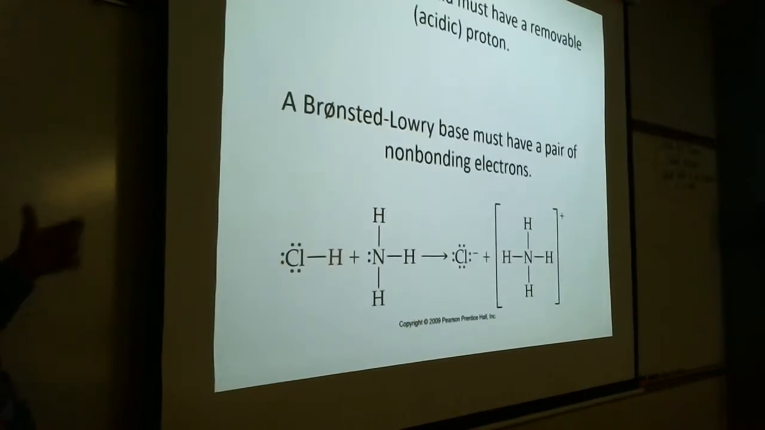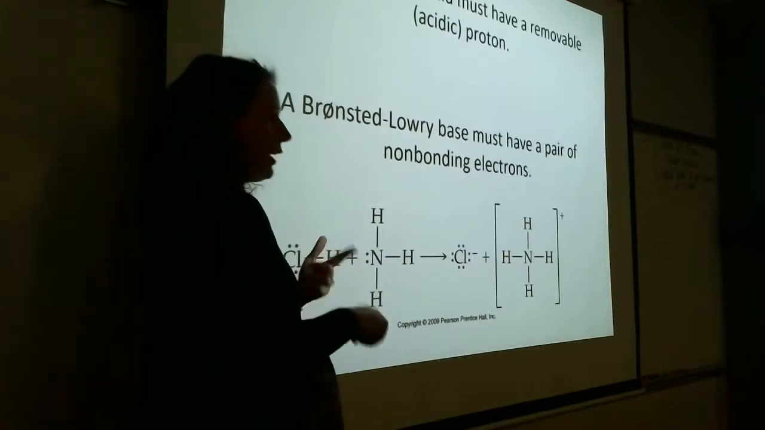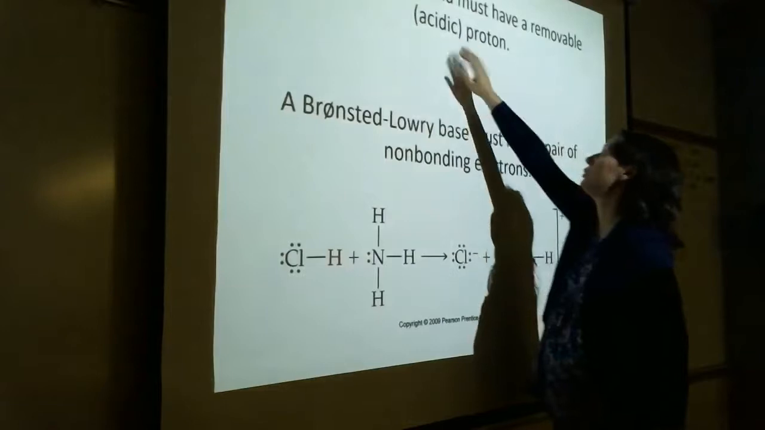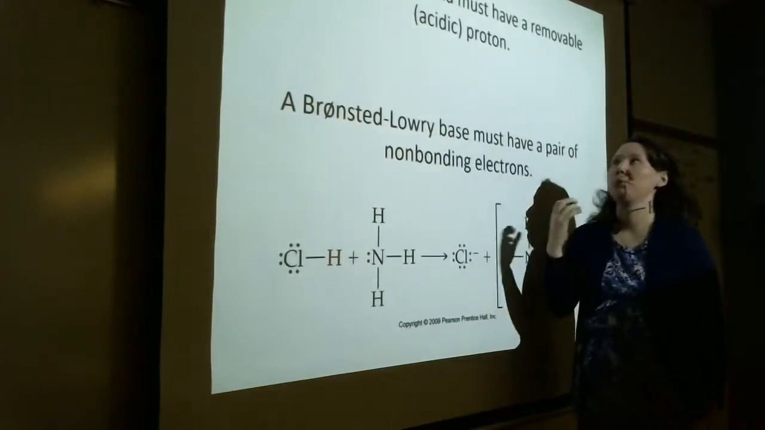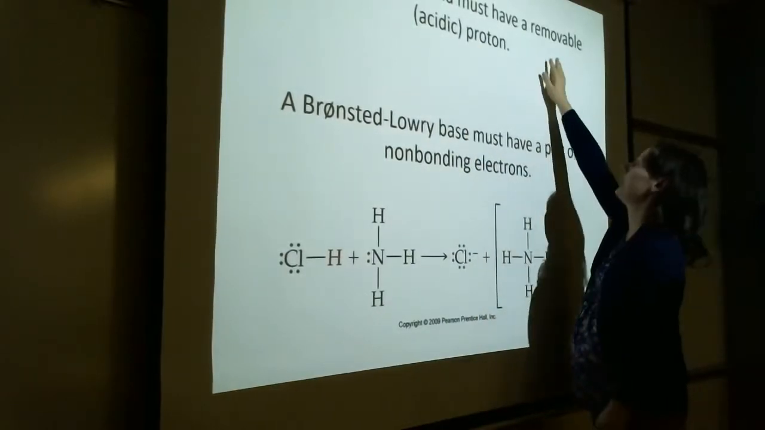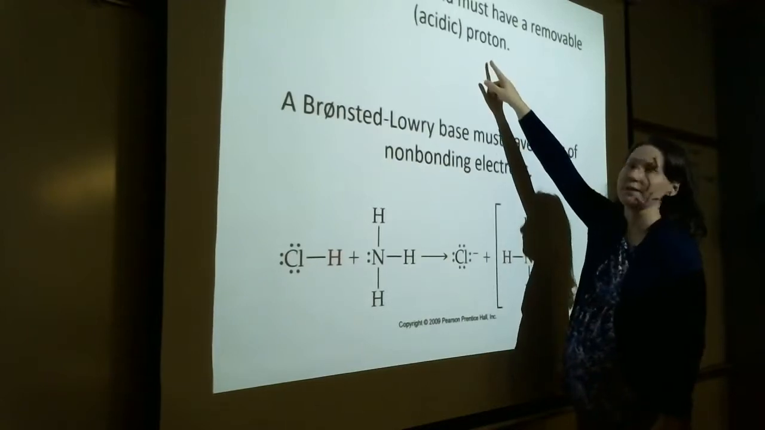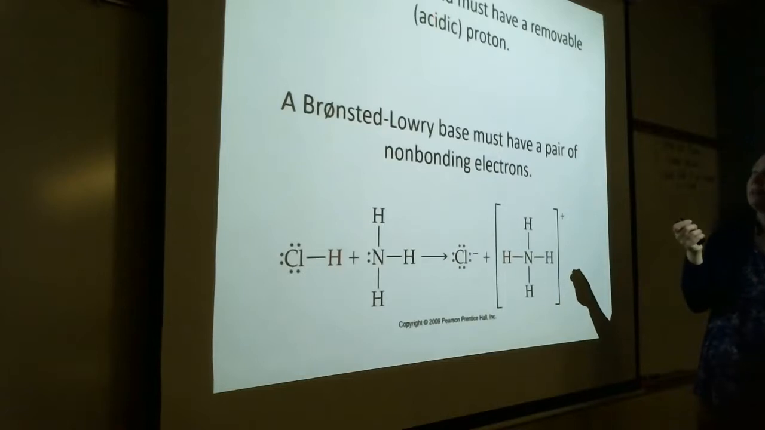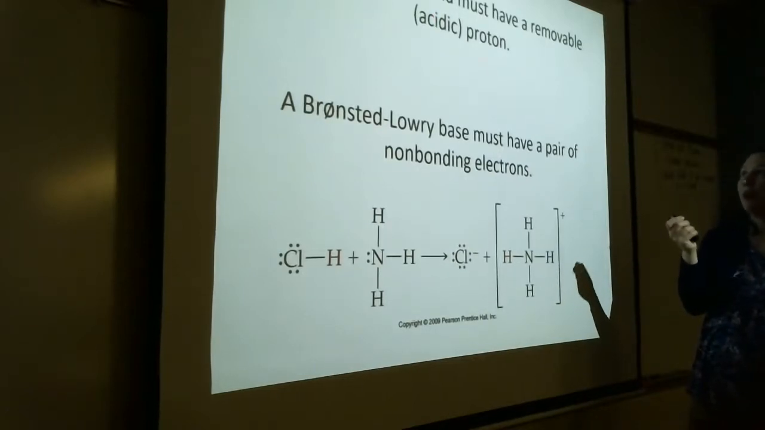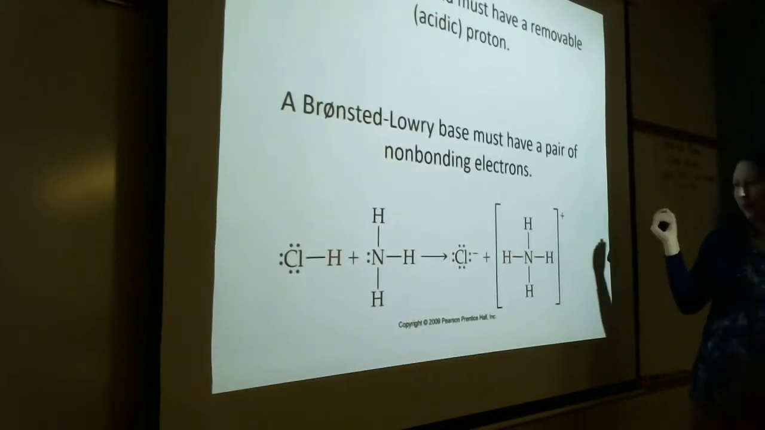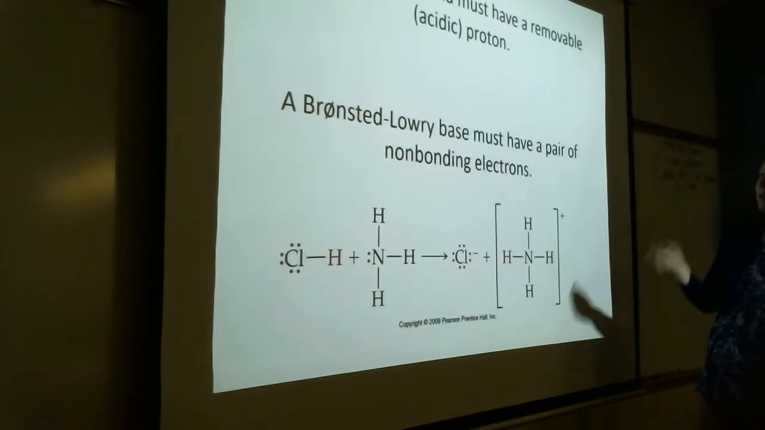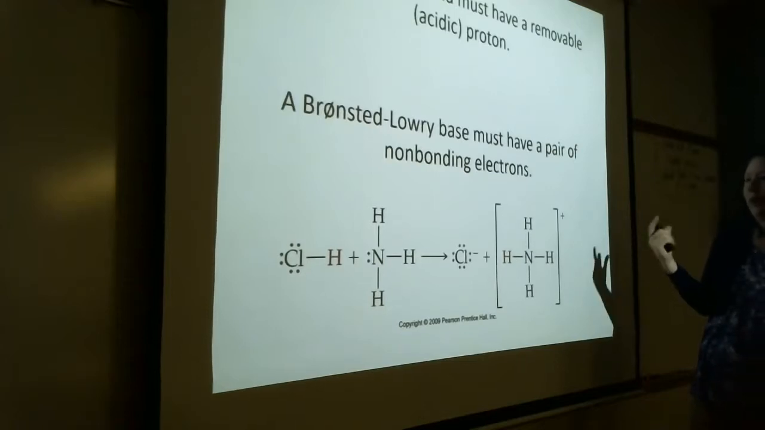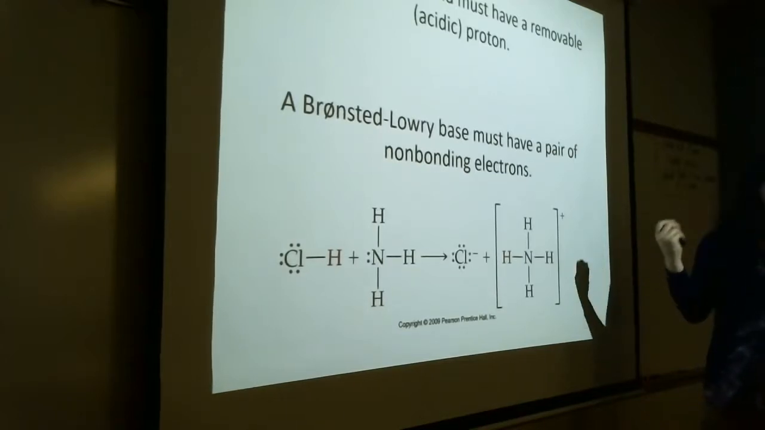Now, one of the things that you'll see thrown around in your textbook and in homework, and we're going to do this in the lab, is an acidic proton. What does it mean to be an acidic proton? An acidic proton is a proton, in other words, an H plus, that is removable. So to be a Bronsted acid, you have to have H plus that can be yanked off. And then to be a base, you have to have a place for that H plus that you accept to go. It has to have somewhere to go.